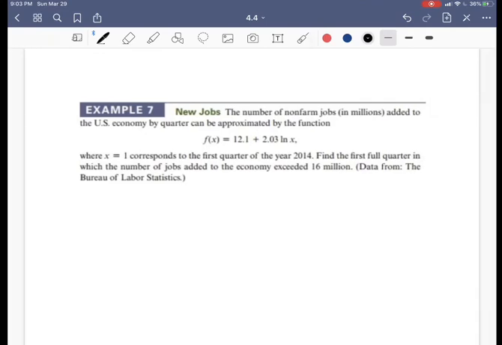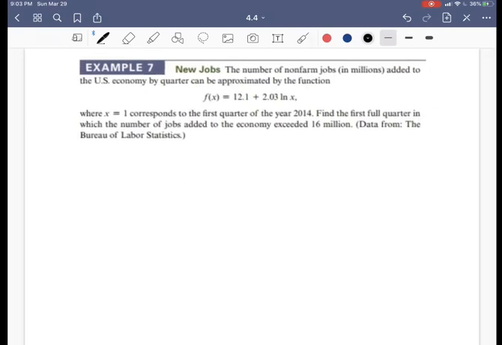Now, let's use a little bit of application for this. This example says the number of non-farm jobs in millions added to the U.S. economy by quarter can be approximated by the function f of x equals 12.1 plus 2.03 ln of x, where x equals 1 corresponds to the first quarter of the year 2014. Find the first full quarter in which the number of jobs added to the economy exceeded 16 million.